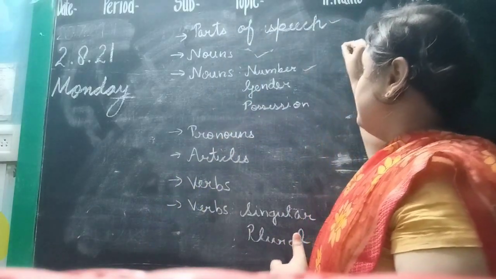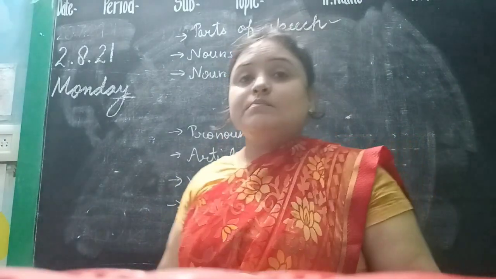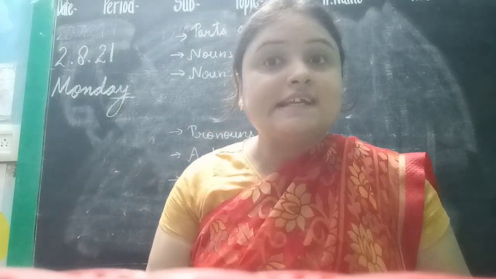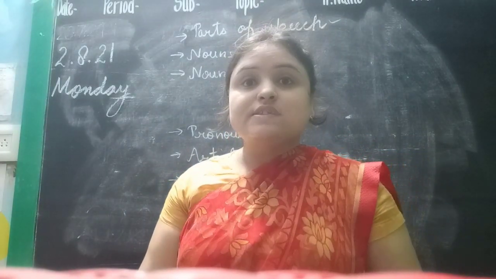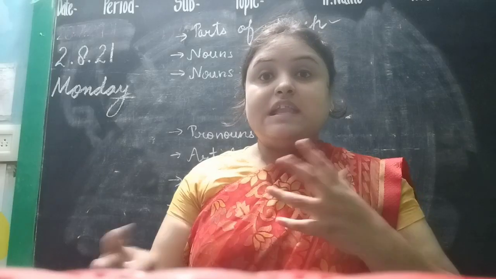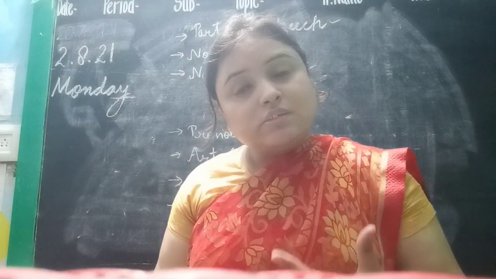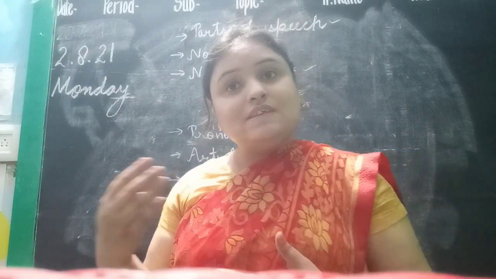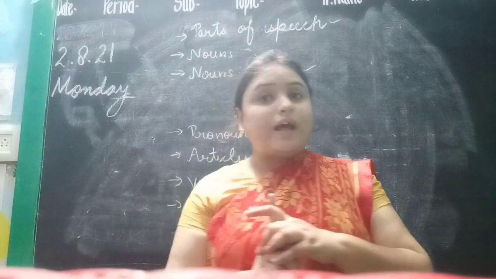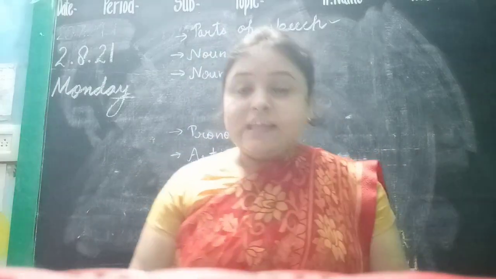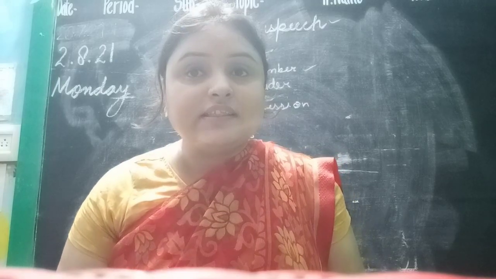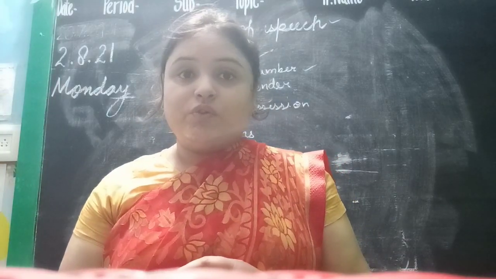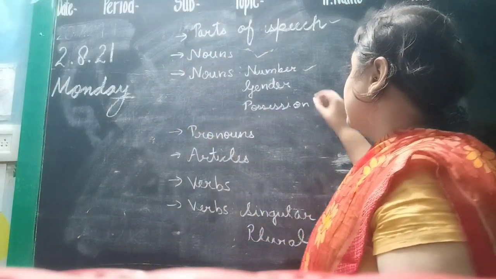Next is noun, number. Nouns, according to number, are divided into 2 parts, singular and plural. So that also you will have to learn. What is the plural of thief? Plural of thief is thieves. When we talk about one thing, then it is singular. If we talk about more than one thing, then it is plural. Okay.